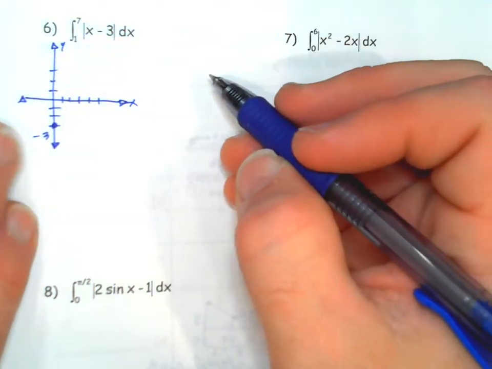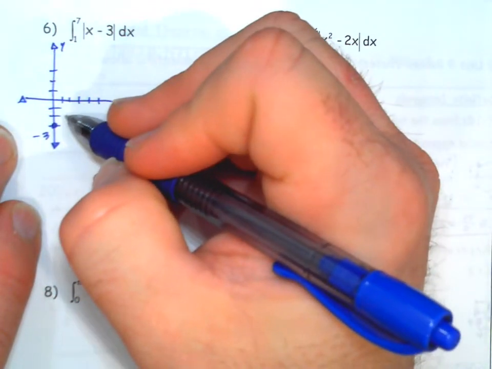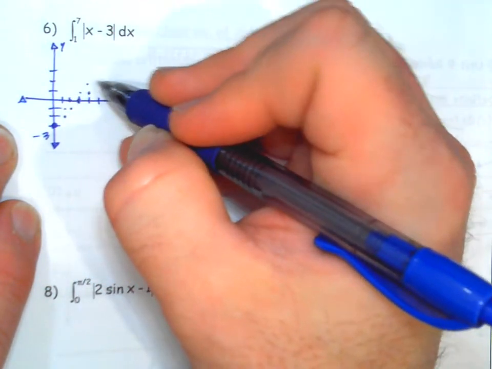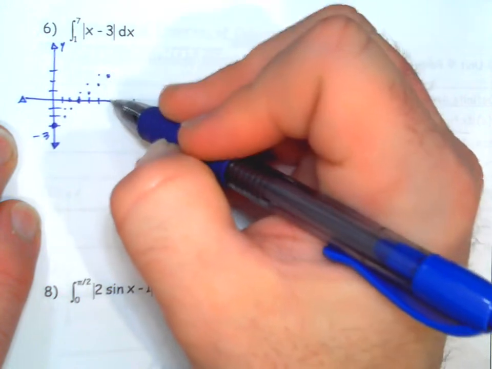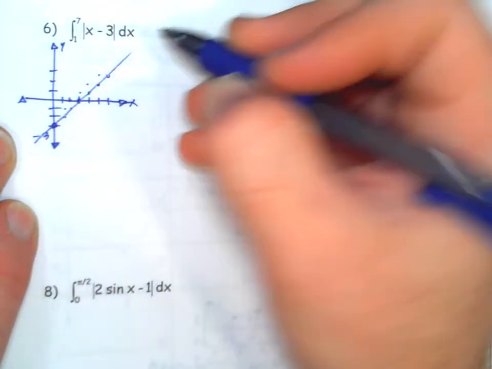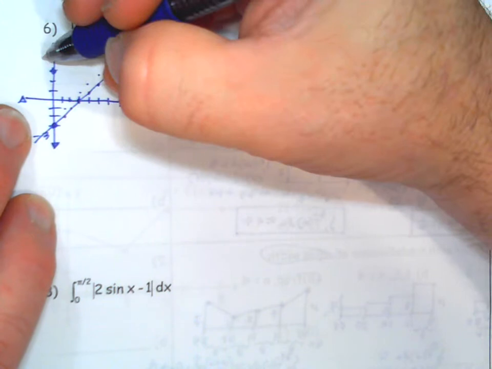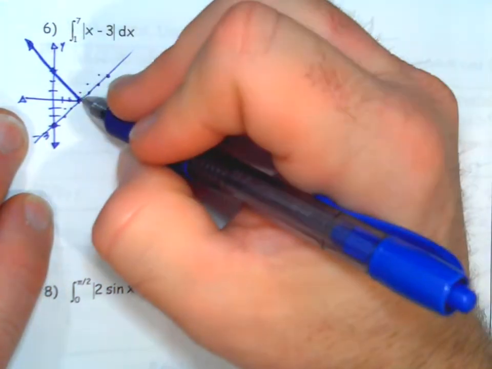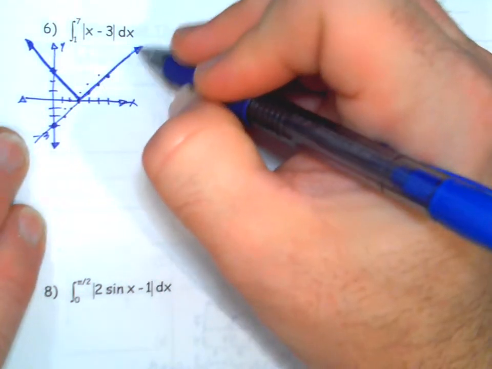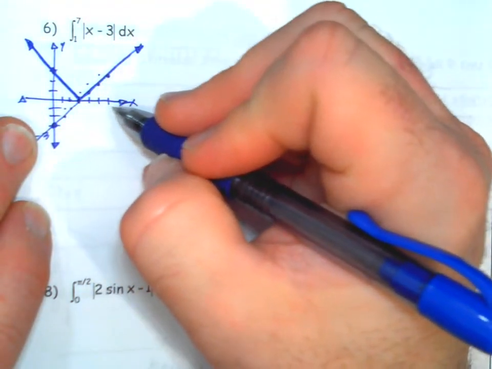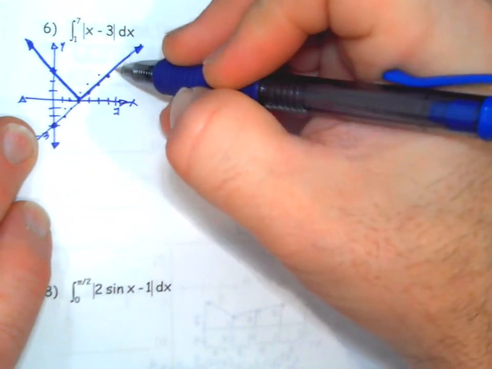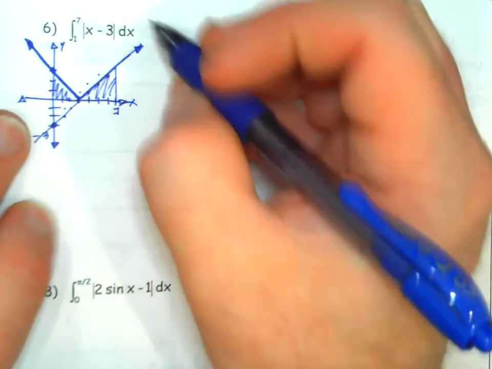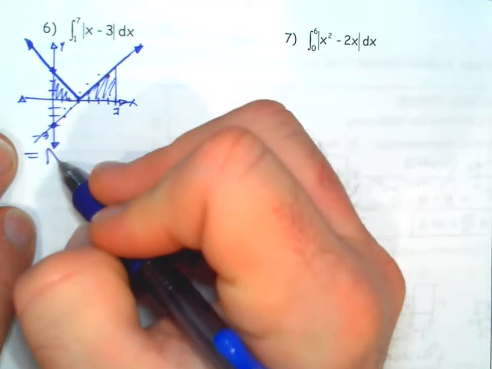Okay, so up 1 over 1, up 1 over 1, and so on. The absolute value flips the negative part up, makes it positive. The positive part stays positive. We're doing 1 to 7, so it's 3, 4, 5, 6, 7, and it's two triangles. So you can say, all right, it's a triangle and a triangle.